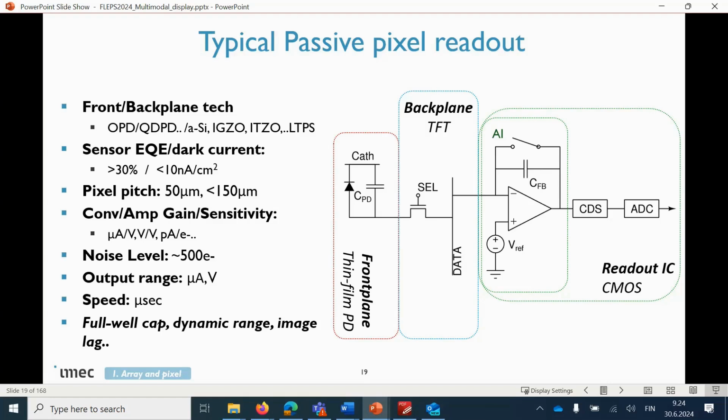Then there is a noise level. The noise level of the whole system should be above a number of electrons to be able to sense better. And of course, depending on the scheme that you're using, the readout scheme and the pixel engine, you have output that can be either in amperes, microamperes, or volts and millivolts. And of course, the speed, how fast you can read these pixels and this array.